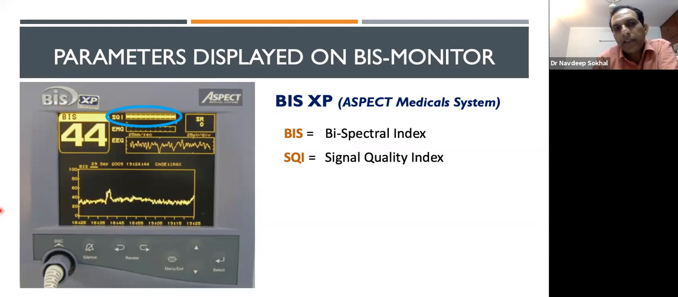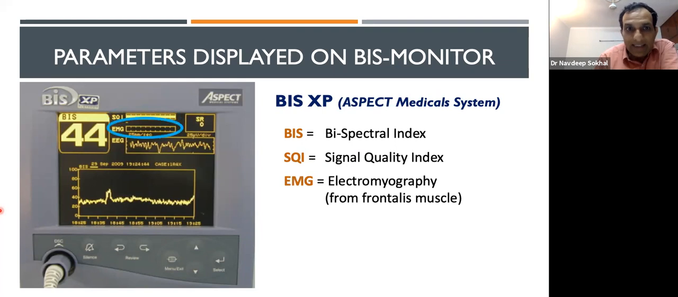Here you can see there is a bold yellow line seen till the last. That is, the quality of signal is very good. Ideally, it should be 100%. Then the next parameter displayed is EMG. EMG is the electromyography activity from the frontalis muscle. I just told you how the BIS algorithm separates EEG from EMG. So whatever EMG signals are there would be calculated and shown in the EMG bar. This EMG bar here is absolutely vacant, so there is no contamination from the frontalis muscle.